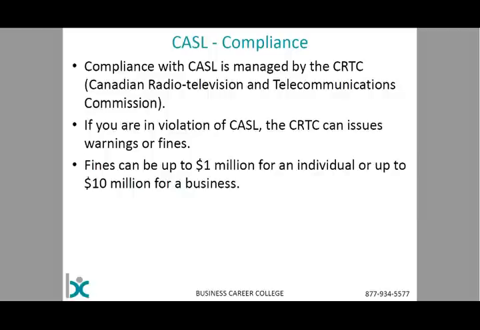And this is the first time that we see an act that is enforceable directly by a fine. If you remember, when someone's in violation of PIPA, they can be sued by someone through the court system, but the Privacy Commissioner can't issue a fine directly. Under CASL, you can be issued a direct fine.